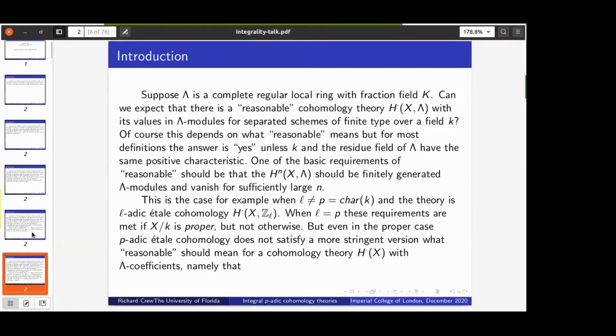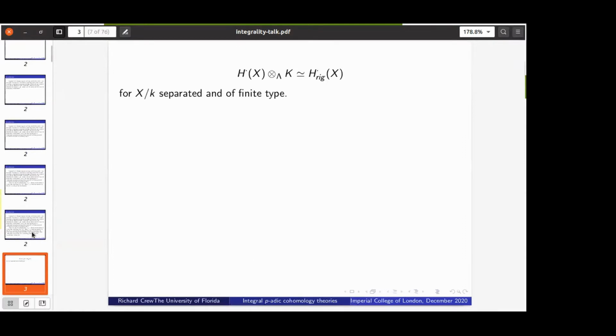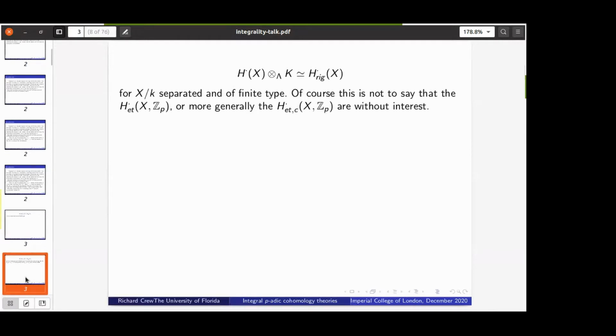But even in the proper case, p-adic cohomology does not satisfy a more stringent version of what reasonable should mean for a cohomology theory with Λ coefficients, Λ in this case being Z_l, or Z_p, I guess. Namely that if you extend the scalars up to K, the fraction field of Λ, the result should be rigid cohomology. Sorry, K should be the fraction field of the Witt vectors of little k. So if you extend scalars, you want to get rigid cohomology. That's certainly not the case for p-adic cohomology if X is proper.